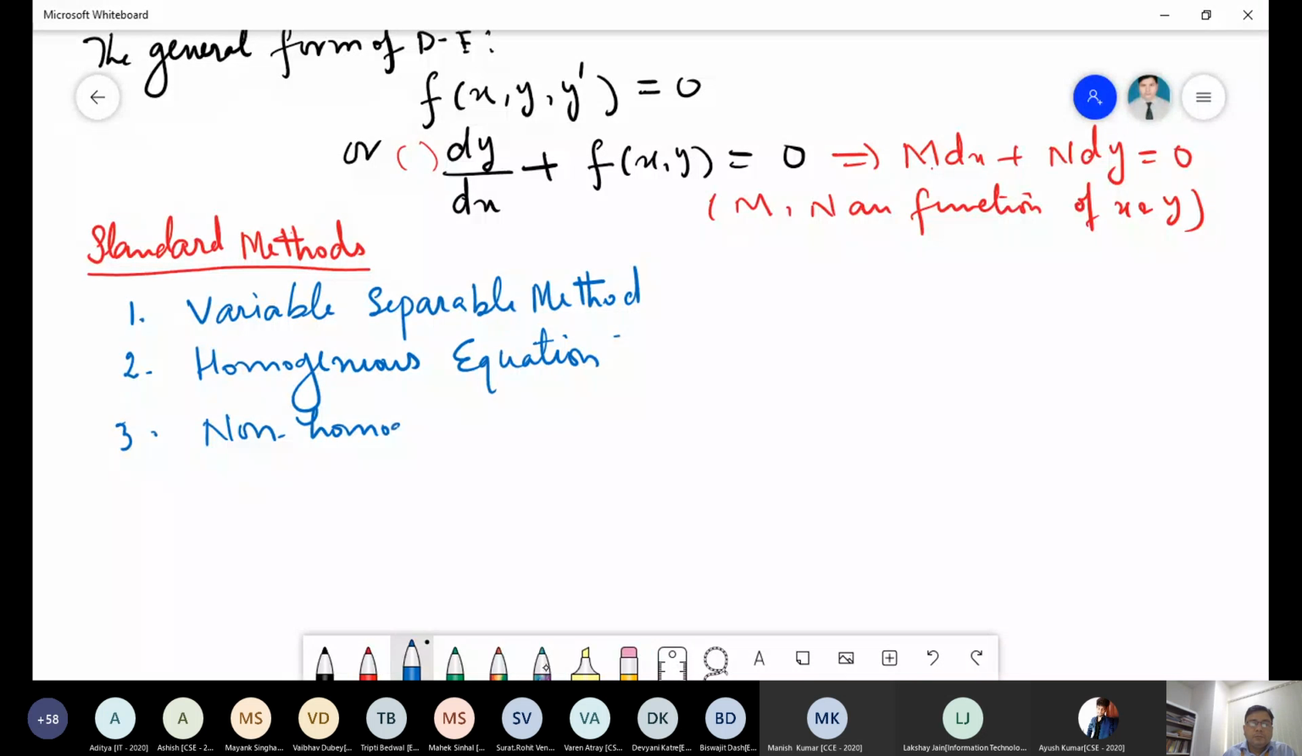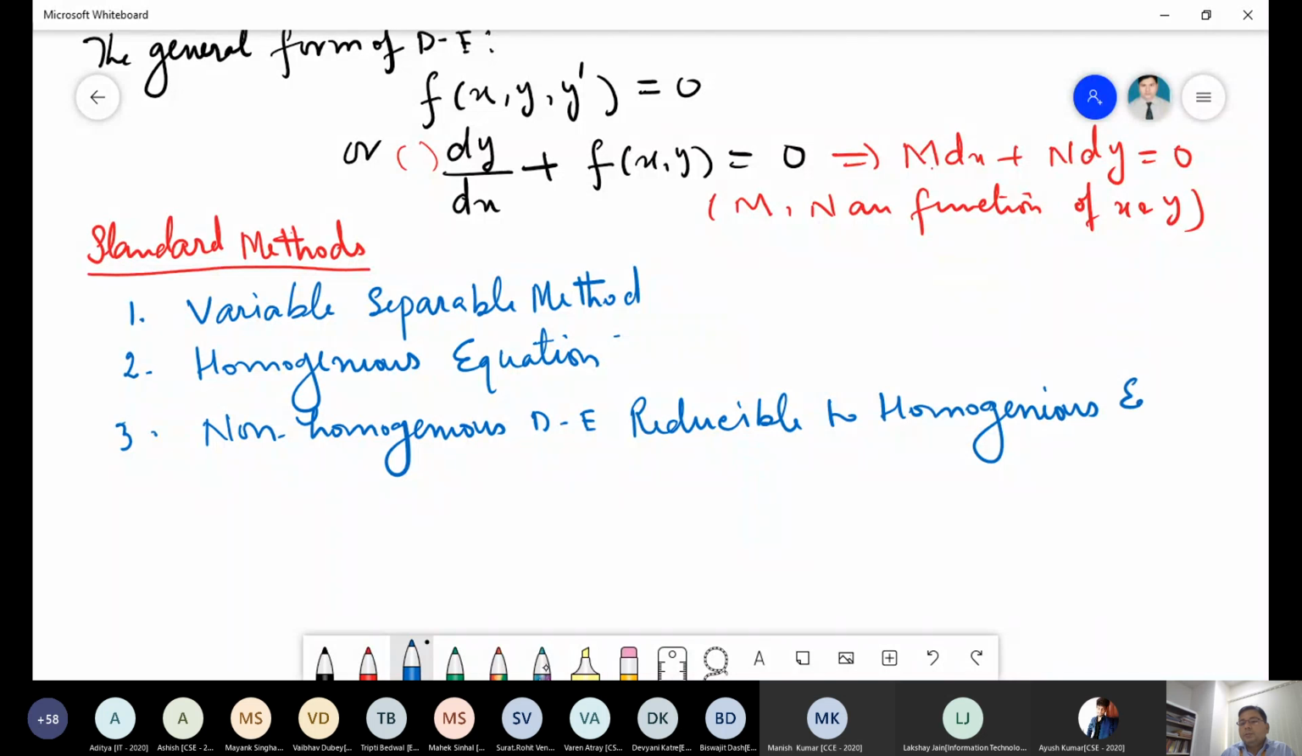Non-homogeneous differential equation, reducible to homogeneous form, homogeneous equation, or homogeneous differential equation.